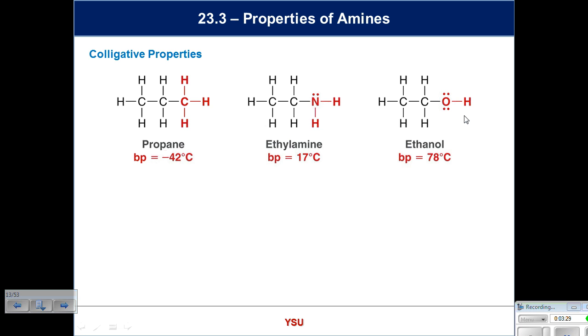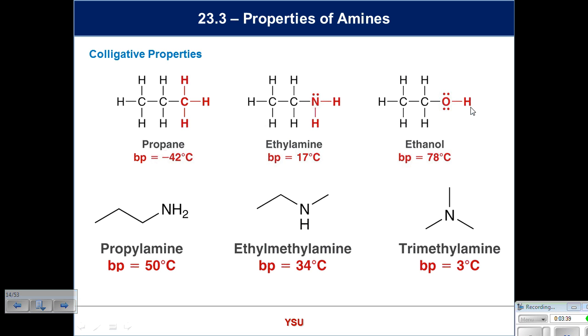You've got 2 lone pairs, you've got a bigger dipole between the O and the H, and so the hydrogen bonding is more significant, and you get up to 78. So those things should be fairly straightforward in terms of applying those if you see them in the future.